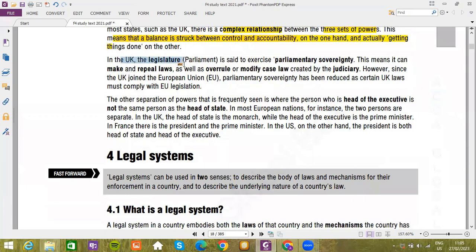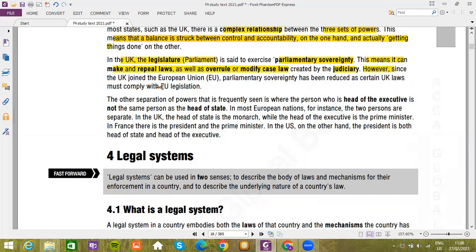In the UK, the legislature, that is Parliament, is said to exercise parliamentary sovereignty. This means it can make and repeal laws, as well as overrule and modify case law created by the judiciary. So Parliament, if it wants to, can make laws or repeal laws, or it can overrule the law or modify case law.